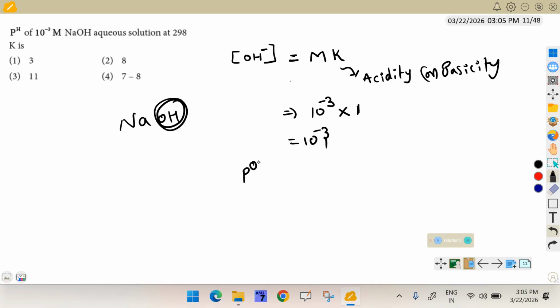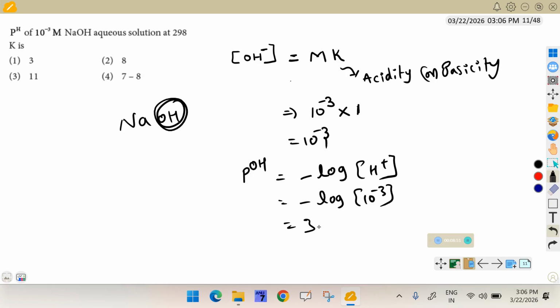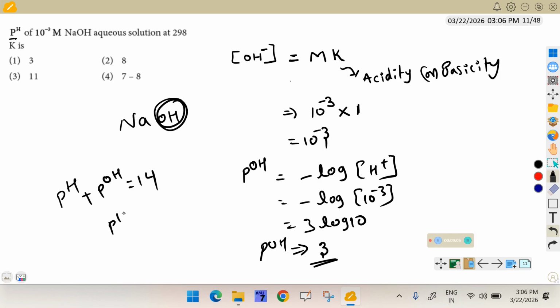Now calculate pOH. pOH is equal to negative logarithm of OH minus ion concentration, negative log of 10 power minus 3, which is 3 times log 10, whose value is 1. So the pOH value is 3. But the question is to calculate pH. pH plus pOH is equal to 14. Then pH is equal to 14 minus 3, that is equal to 11.